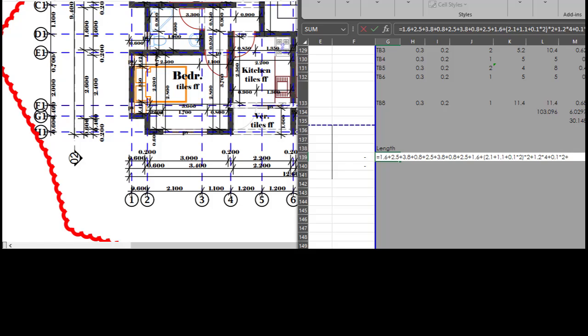When I say the other bit, I mean this 1.2 times 4 plus 0.1 times 2. I mean the external faces, the external halves of that particular wall. So we've added that.